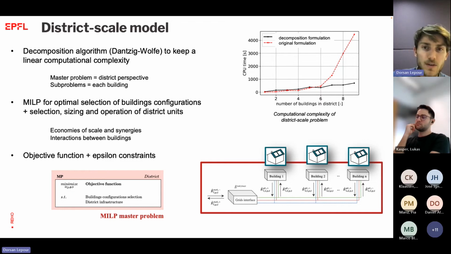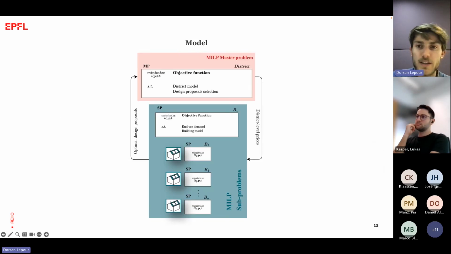So here there is a picture which summarizes the master problem and the sub-problem interactions. As you can see here, some district level prices are sent by the master problem. So these are some district level prices, some internal prices only for the district. They are sent to every building. Every building will be re-optimized based on these dual values.